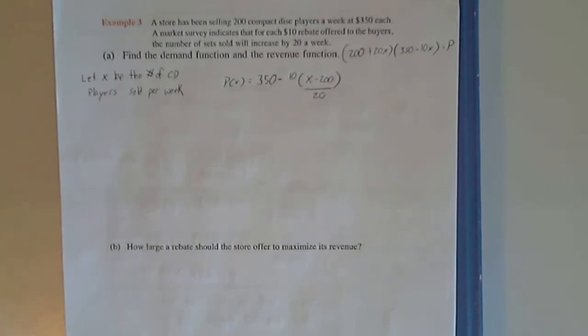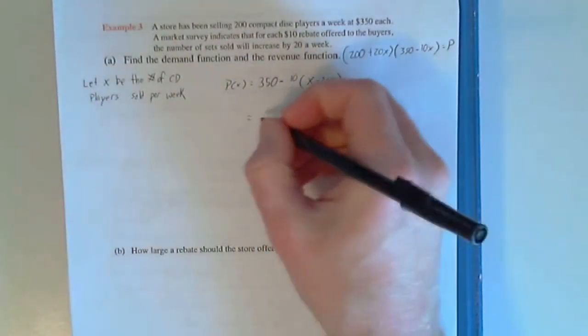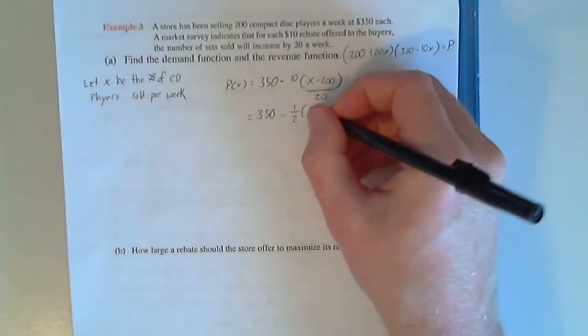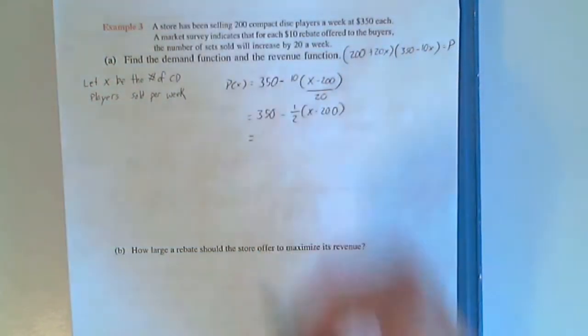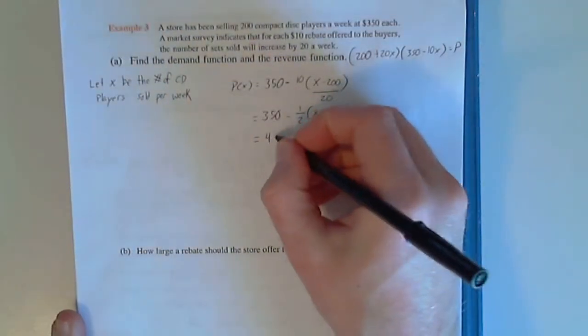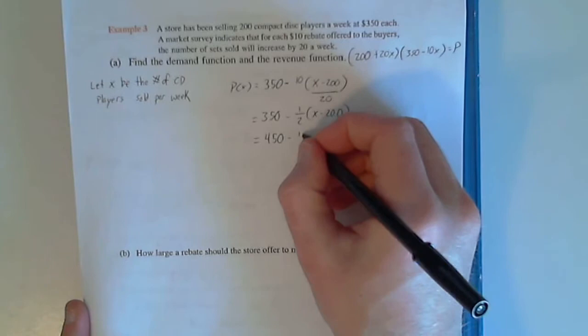So to tidy this up a little bit, this is like 10 over 20, so this is like a half. 350 minus 1/2 of (x minus 200). And to tidy up a bit further, you will end up with 450 minus 1/2 of x.